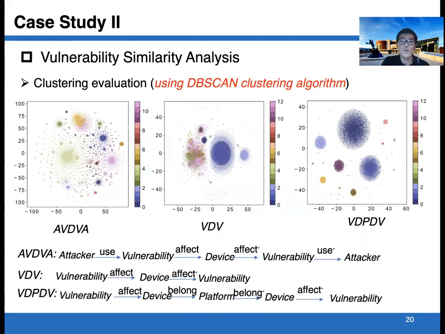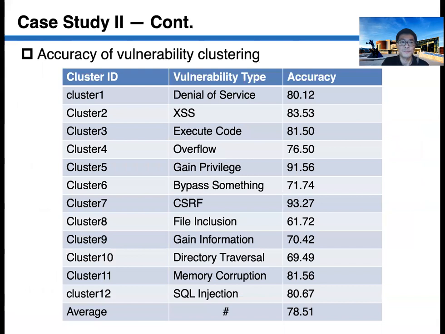We then studied the vulnerability similarity analysis application by leveraging our proposed threat intelligence computing model to embed each vulnerability node into a lower dimension vector space. And then we perform DBSCAN again on the embedded vectors to cluster the vulnerabilities into corresponding groups. The results show that all vulnerabilities are clustered into 12 clusters using the metapath VDPDV. This is close to the classification standard recommended by CVE Details.